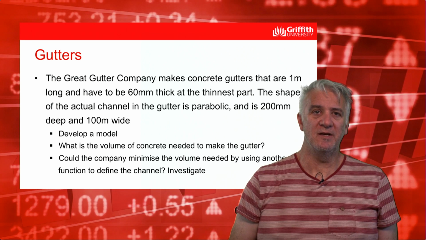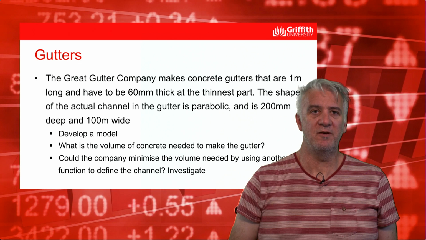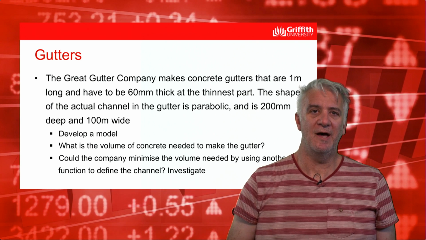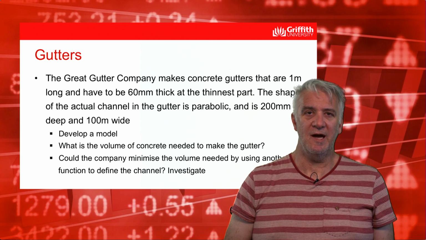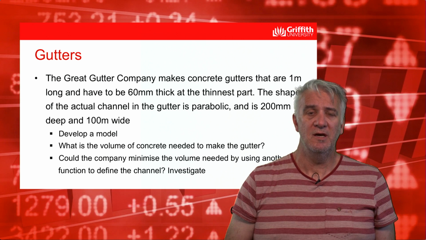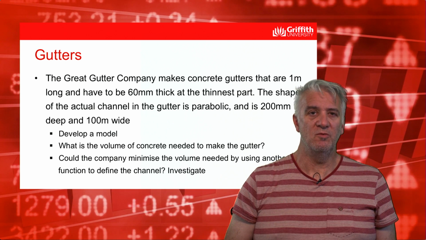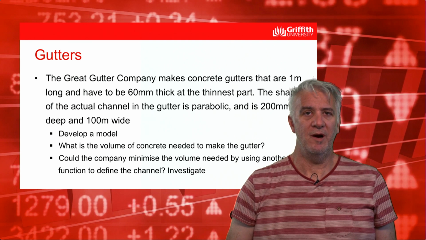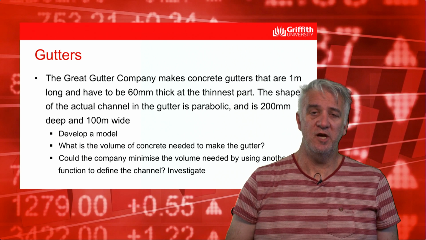So they had to make some gutters, and they had to be 1 metre long, and they had to be about 600 millimetres thick at the thinnest part. And the shape was parabolic, and you can see the questions there. So we got them to investigate what was the volume of concrete needed to make these gutters, and then we investigated could they use a different shape other than a parabola to define the channel to make it cheaper to make but still strong.